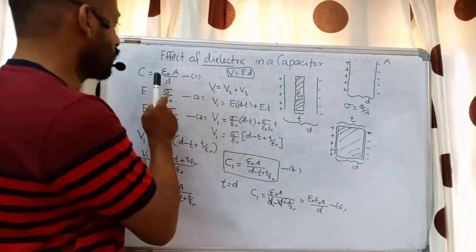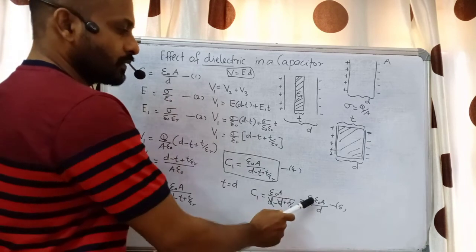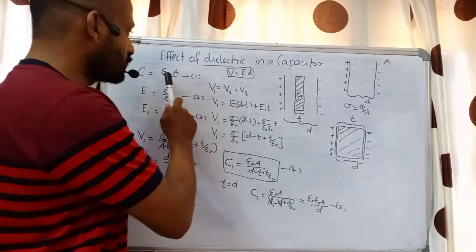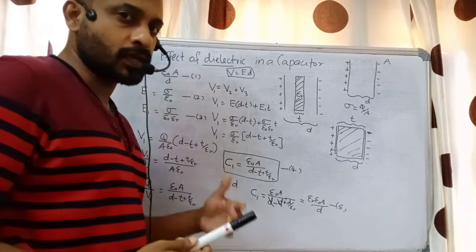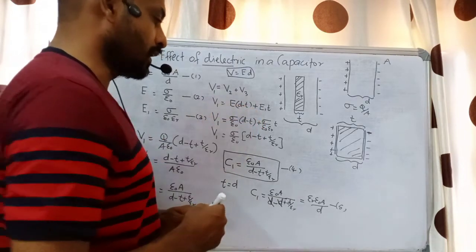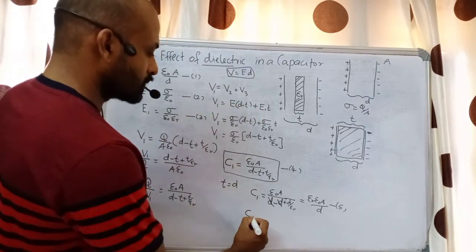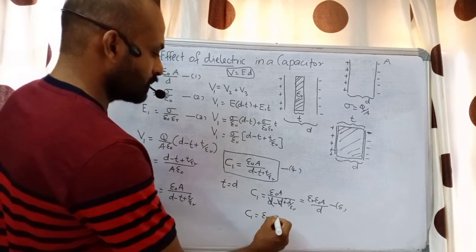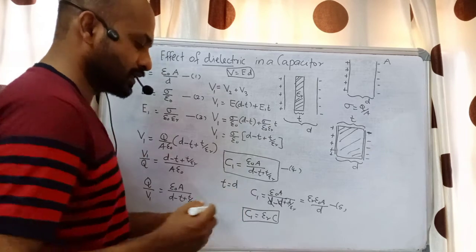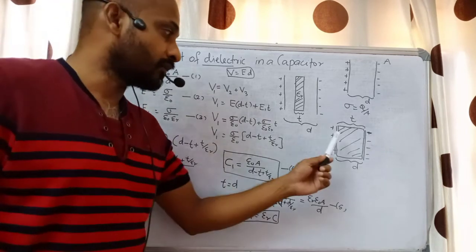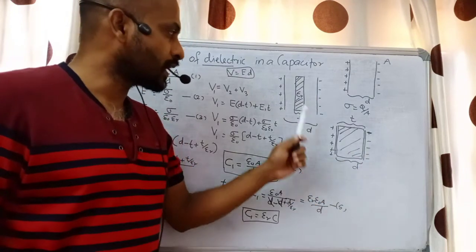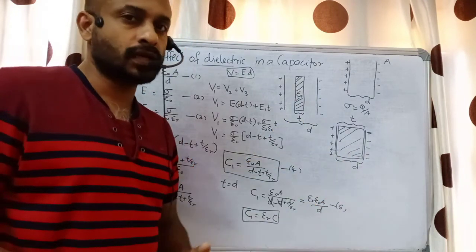So compare equation number 5 and 1. Epsilon 0 A by D is equation number 1. What is the new capacitance? Epsilon R, epsilon 0 A by D. So new capacitance becomes epsilon R times initial capacitance. Initial capacitance means capacitance of the capacitor without having any dielectric medium. So we can write C1 is equal to epsilon R times C. So the new capacitance becomes epsilon R times initial capacitance, provided we have completely filled the region with the dielectric medium. Epsilon R was the dielectric constant.